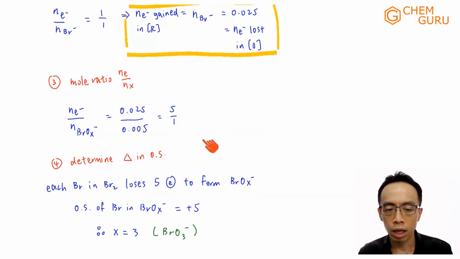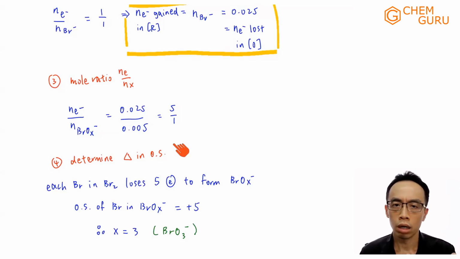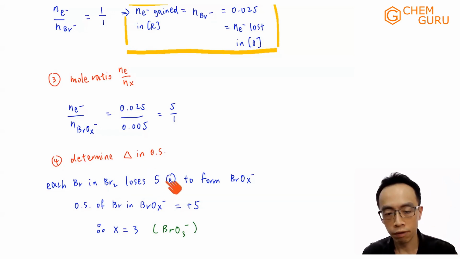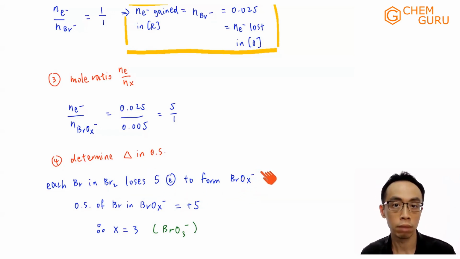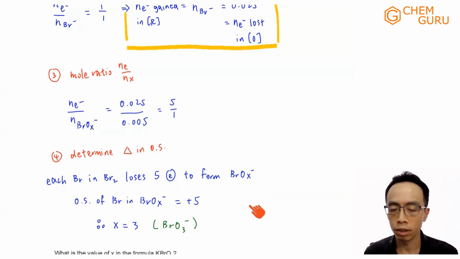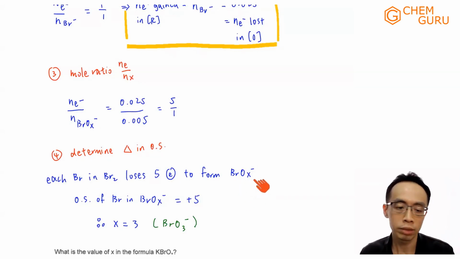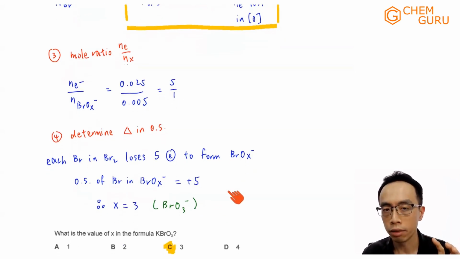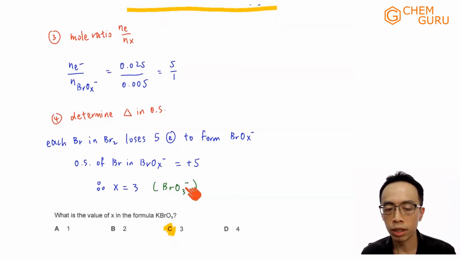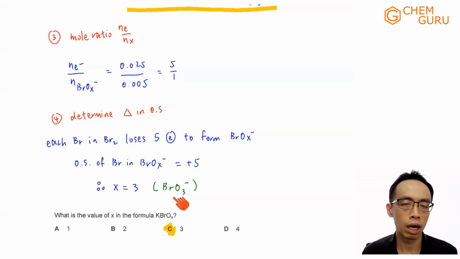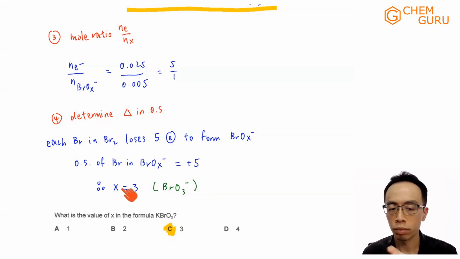What does it mean? It means that the change in oxidation state is actually +5. So the reactant is bromine in Br2. Oxidation state for bromine in Br2 is 0. It loses 5 electrons to form BrOx minus. So what is the oxidation state involving bromine in the product? Reactant oxidation state 0. Loses 5 electron, oxidation number will increase by 5 units. Oxidation state for bromine in BrOx minus is going to be a +5. And therefore, we can look at the formula involving BrOx minus. What is the value for X? Where oxidation state involving Br is going to be a +5, then X should be equals to 3, correct?